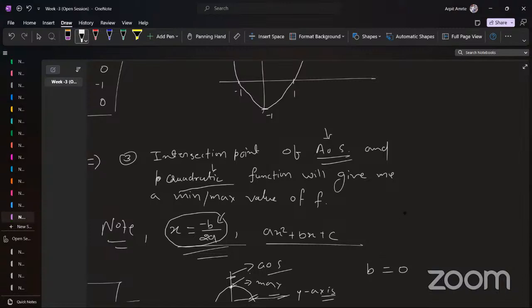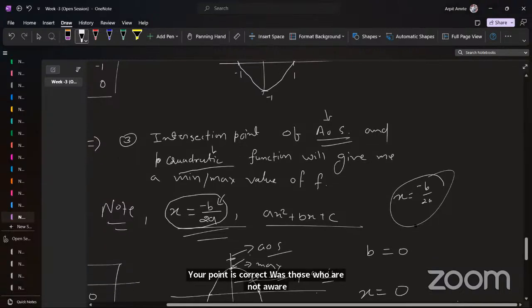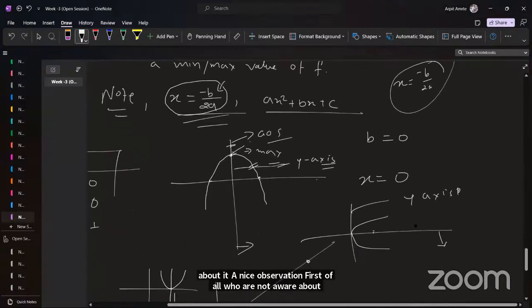This thing can be discussed when we discuss roots, because many of the people here are not aware of what roots are. Your point is correct. If one root is equal to this, the other root will be the same. Nice observation, first of all. Those who are not aware of this, please forget it for now.